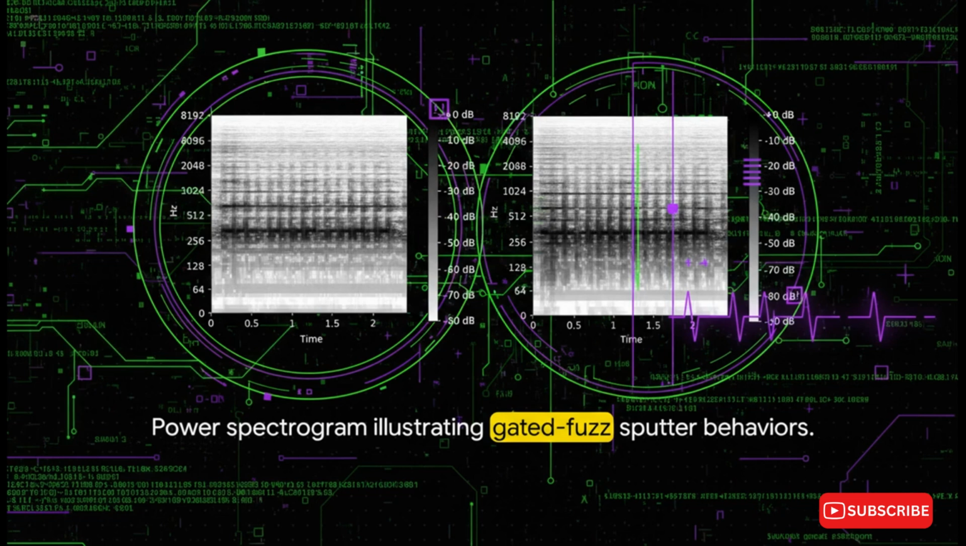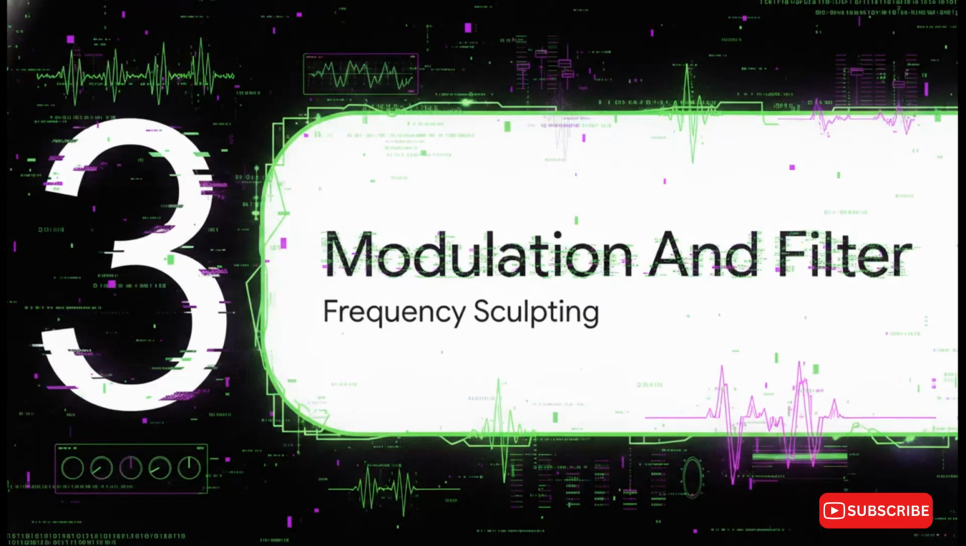Take a look at the power spectrogram. Notice those vertical lines interrupting the dark bands of frequency? That is visual, undeniable proof of the gated fuzz sputter behavior. The gate is violently severing the signal periodically, literally turning a vibrating string into a square wave oscillator. This intense, hard clipping is exactly the kind of harmonically rich, aggressive waveform that classic analog synths use as their primary sound source. Moving to Part 3, modulation and the filter.